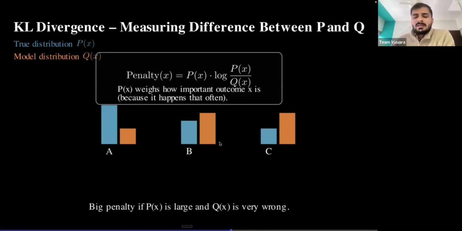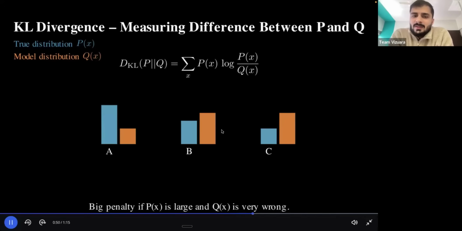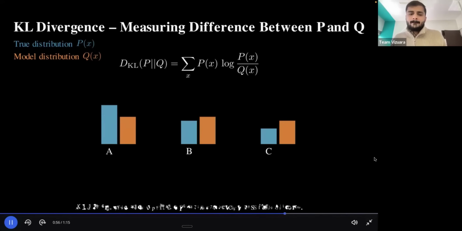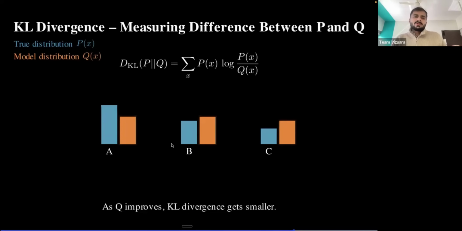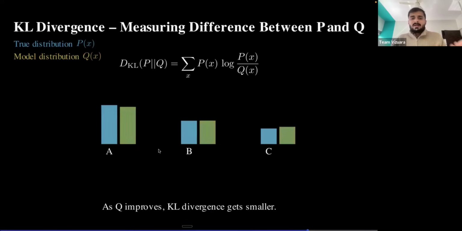So the final formula is P of x into log of P of x divided by Q of x. And the notation is this, D_KL P given Q. Most of the people that I have met do not understand this intuition. All people remember is that KL divergence is something which captures how close or different the two distributions are from each other. But if you actually dig down, this is where the formula comes from.